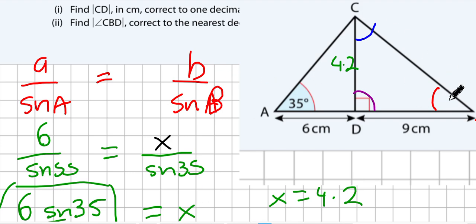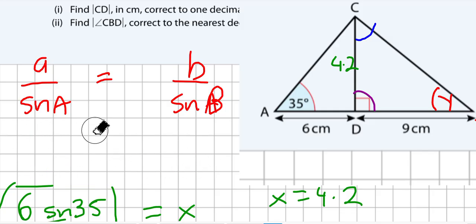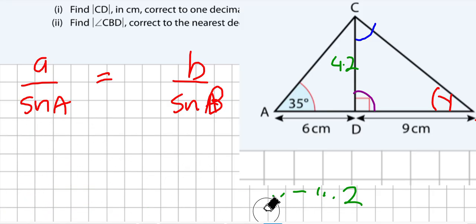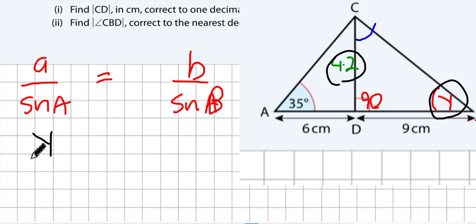Okay, pick a letter that hasn't been used yet. Okay, we'll use Y, will we? All right, great. Ooh, this one's tricky. I don't think the sine rule will work. Can anybody tell me why the sine rule might not work for us this time? I have nobody there. So Y can fight 4.2. That's okay. I'm all right with that.